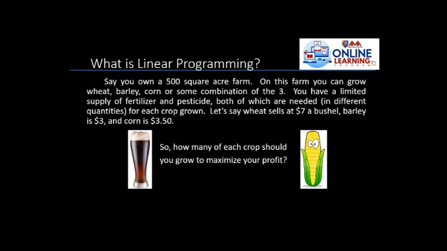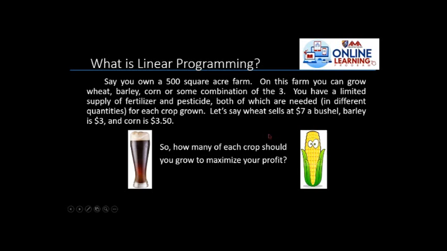Then, it is also given how much the price or profit is per crop. So wheat is $7, barley is $3, and corn is $3.55. So, how much of each crop should you grow to maximize your profit? That is an example of linear programming. In linear programming, you create equations to address that problem.